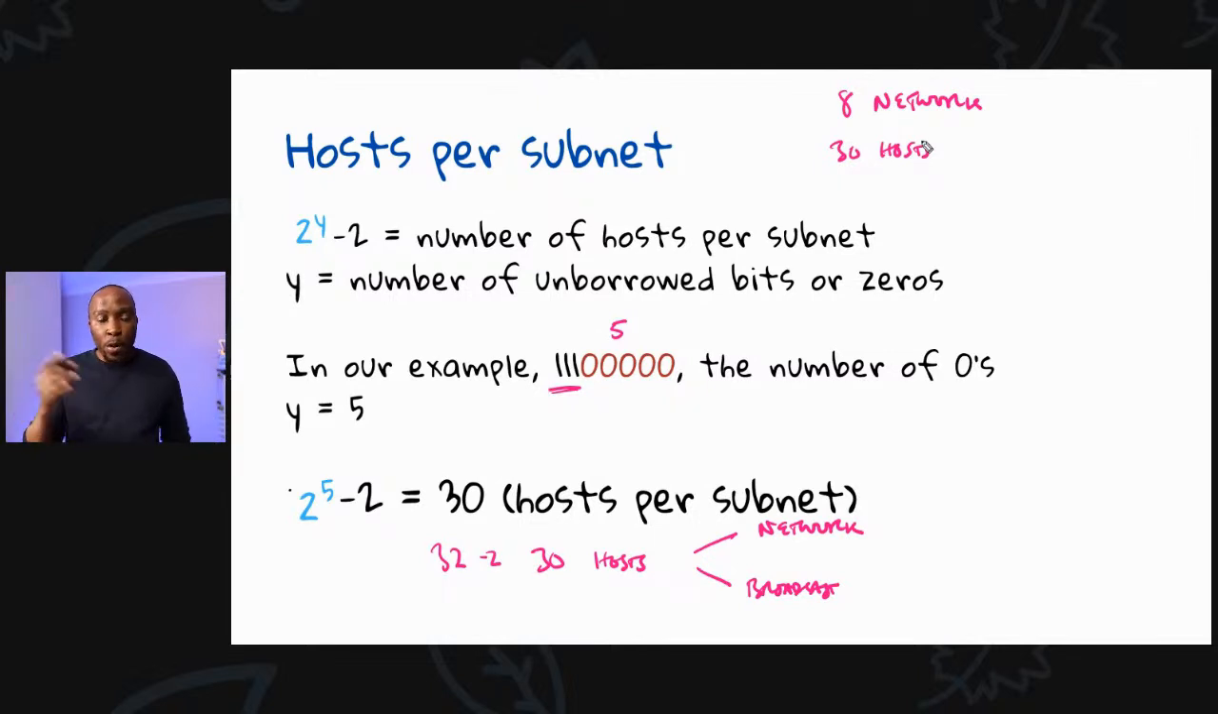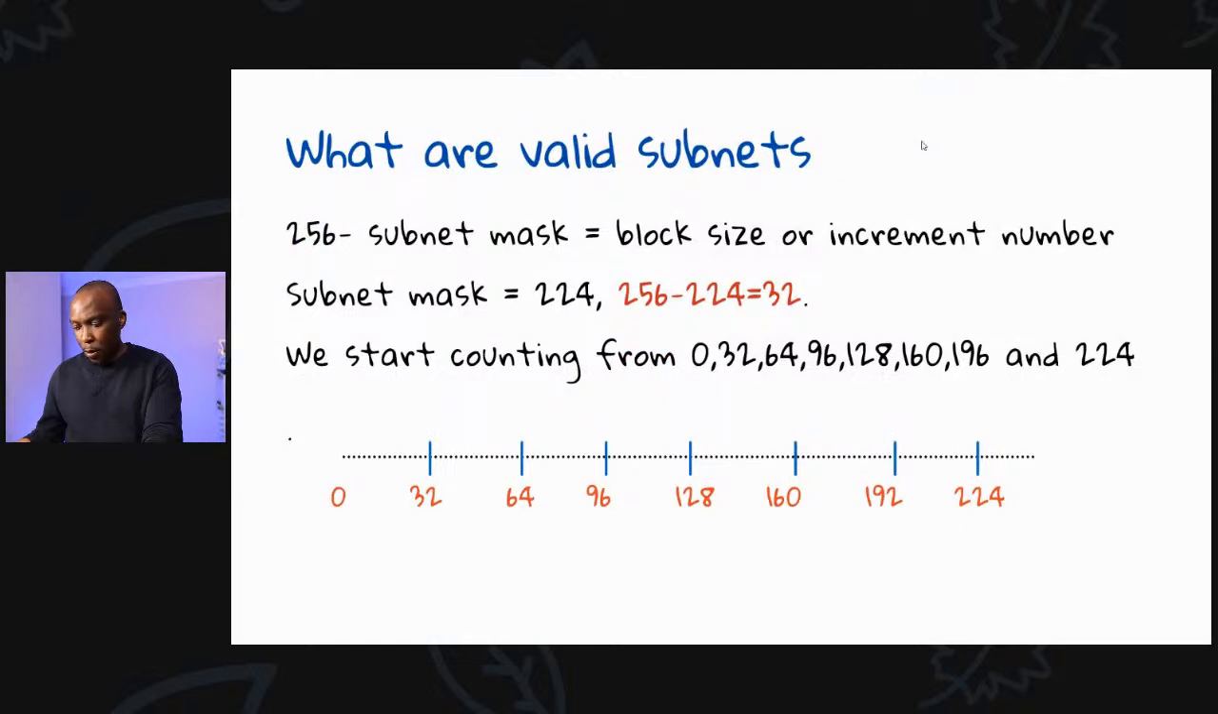So now we know the number of networks that we have. We know the number of hosts that we can have per network. The third question that we need to answer is what are the valid hosts per network. And how we calculate the valid hosts per network is using a formula where we separate our subnet mask from 256. And what do I mean, our subnet mask from 256?